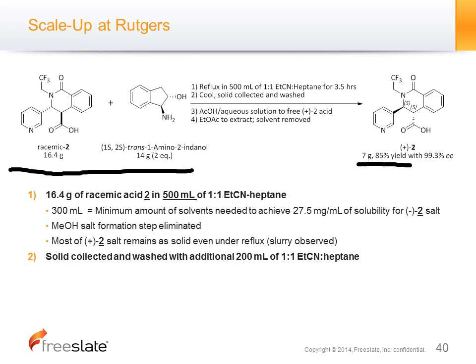As you can see here, after all this process, 7 grams of this +2 is obtained with a really high 99.3 EE. The yield is about 85%. In essence, if you look at the numbers, out of this 16.4 grams you have about 8.2 grams of +2. Out of this 8.2 grams of +2, 7 grams was obtained with high purity.